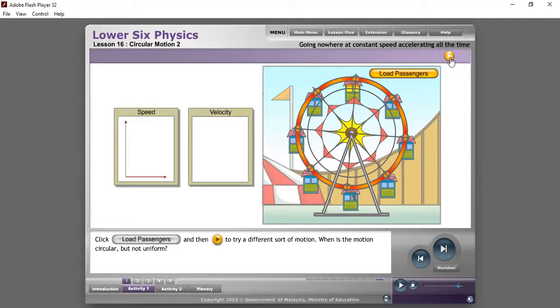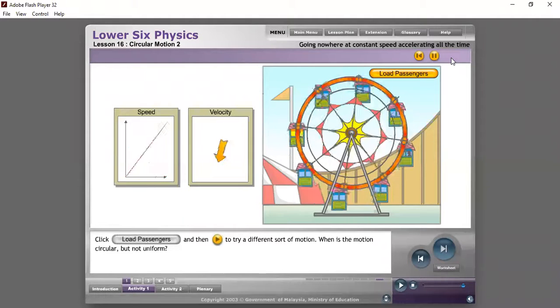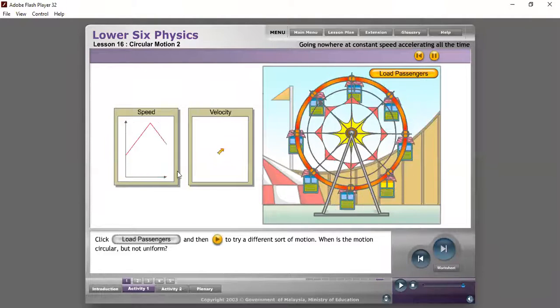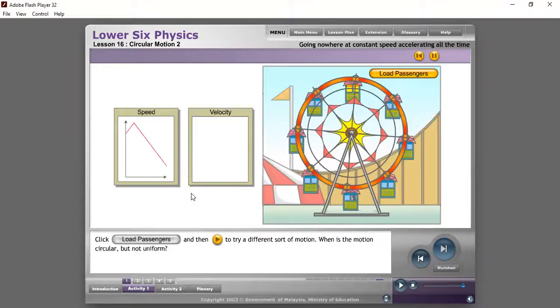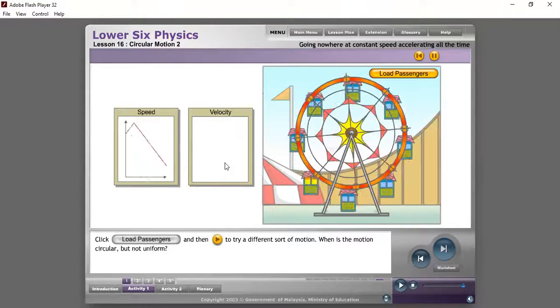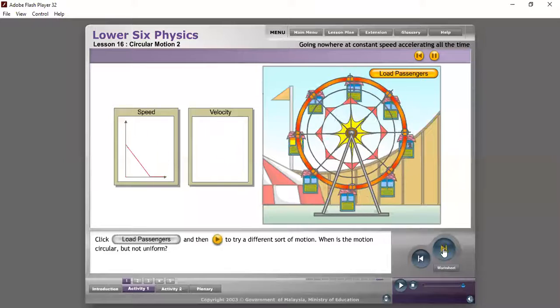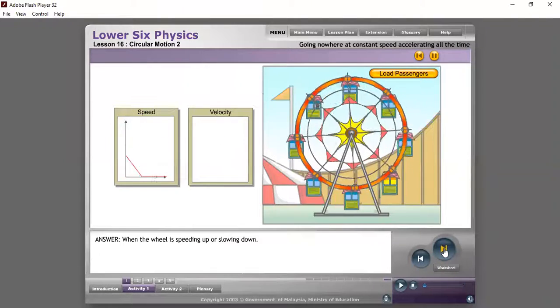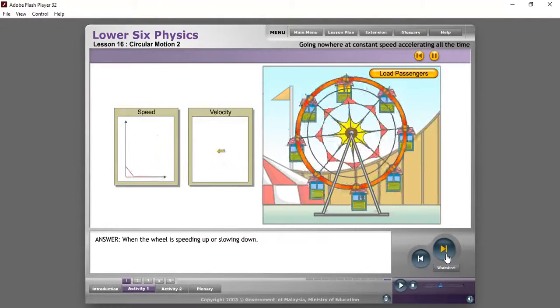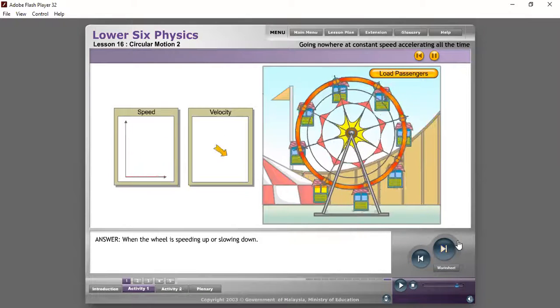The motion is circular but not uniform. So when we load it, there will be acceleration and deceleration. You see the size increase and reduce, increase and reduce, the speed increases, decreases, increases, decreases. This means it starts moving, then reduces because it wants to stop to load the passengers. Answer: when the wheel is speeding up or slowing down.